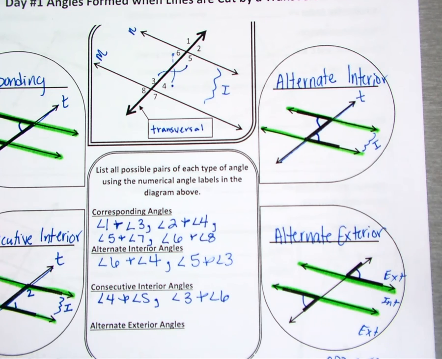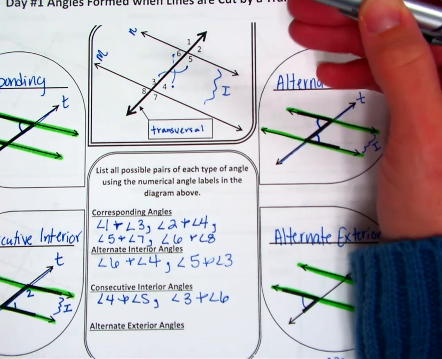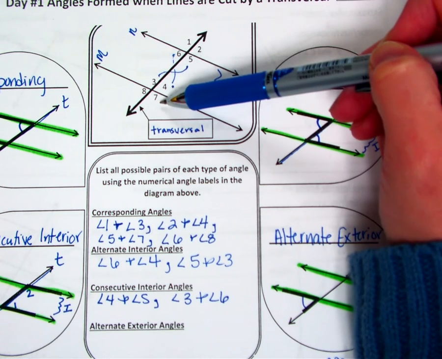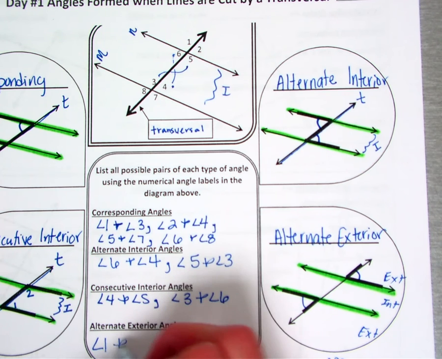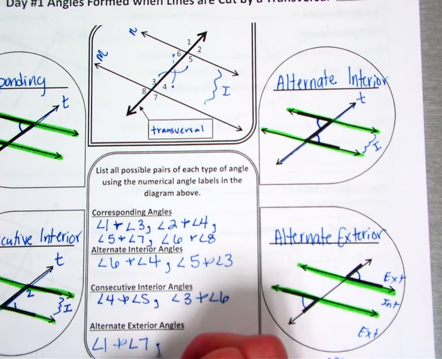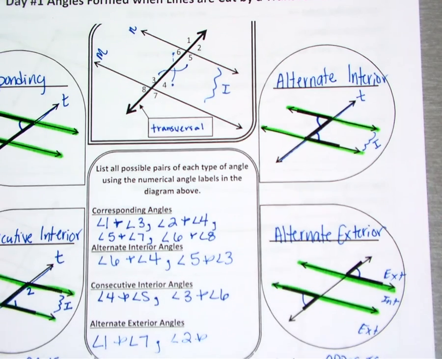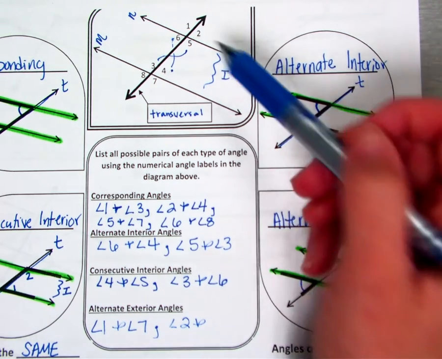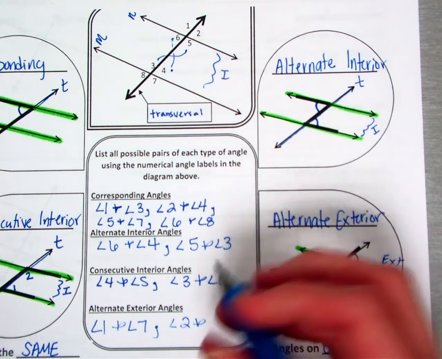So in the picture up top here, my alternate exterior, if I started at angle 1, go all the way to the other side, angle 7. But if I started at angle 2, I would go with angle 8.